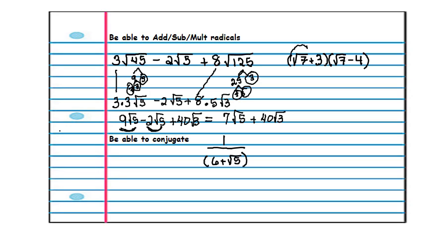Multiplying. Number to number, letter to letter, radical to radical. I love the little squigglies. Okay. So, square root 7 times square root 7, which just gives us what's inside. Square root 7 times a negative 4 is a negative 4 square root 7.